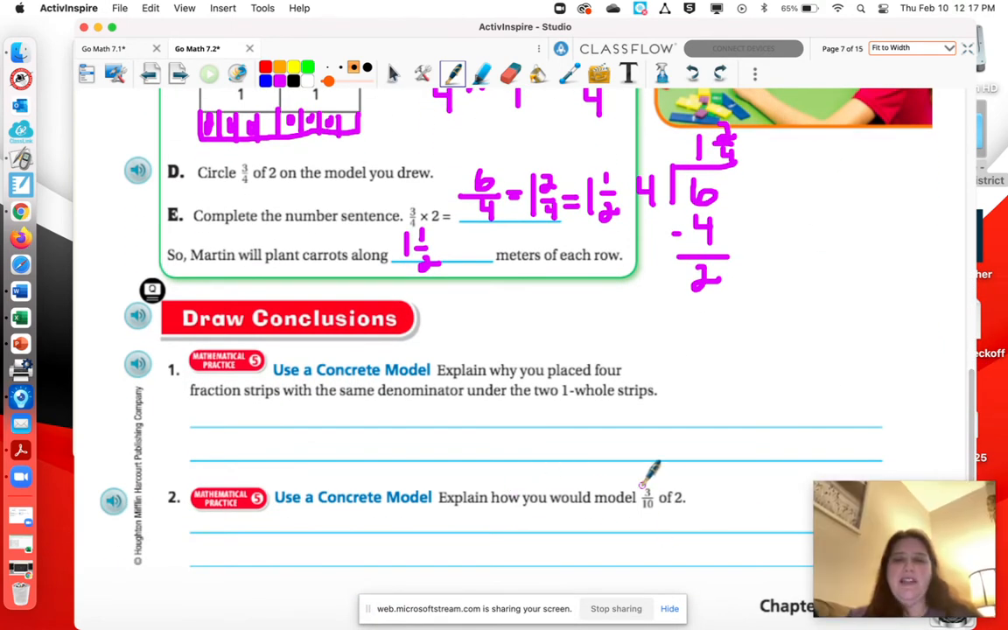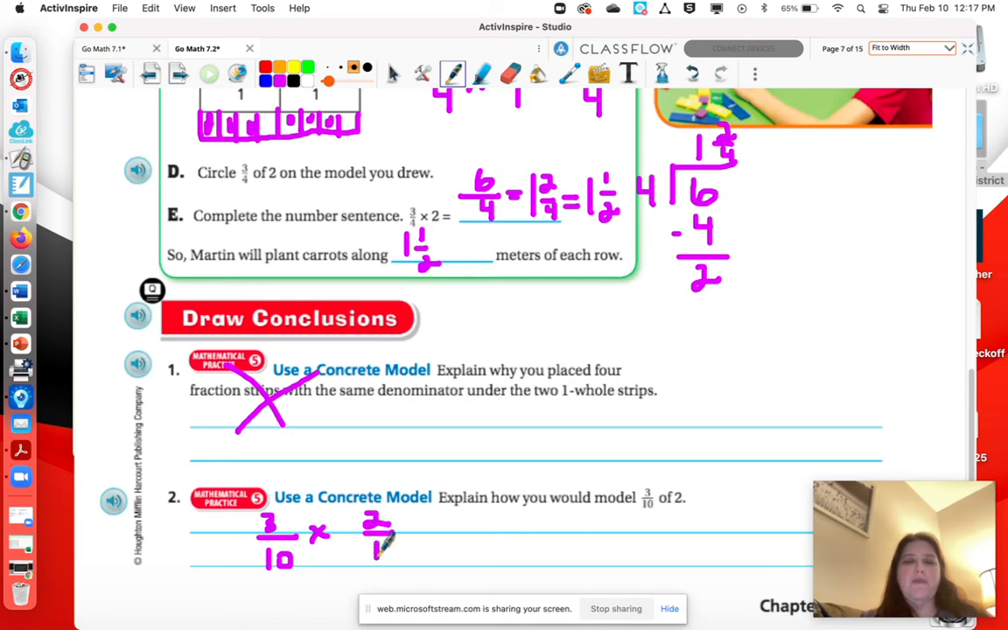So let's take a look down here. You can cross out this number 1. And I want us to go here to 3/10 of 2, which means multiply. We're going to put 2 over top of 1. I'll give you a second to set that problem up. So 3/10 times 2 over 1. And so now we're going to multiply straight across. 3 times 2 is 6. And 10 times 1 is 10.